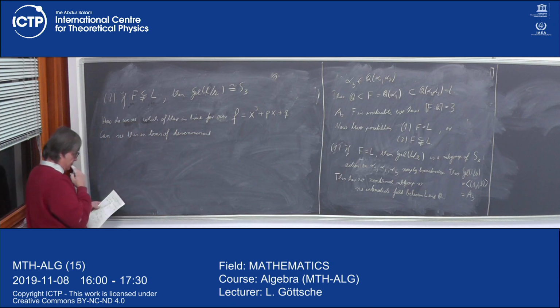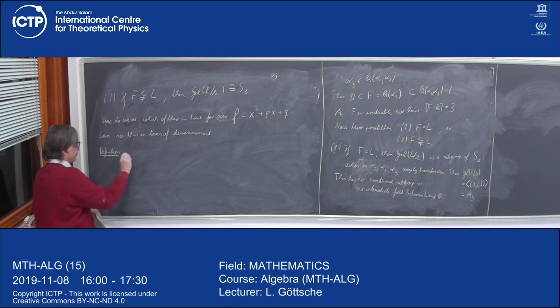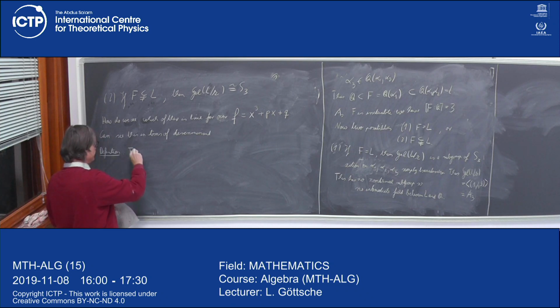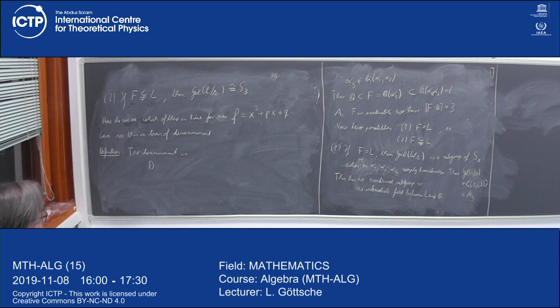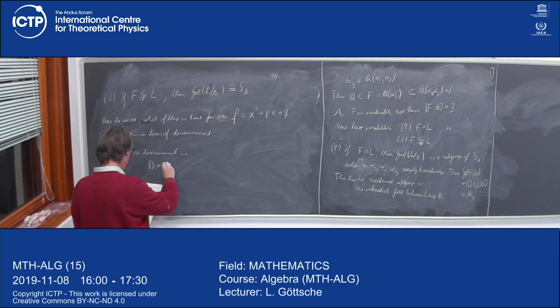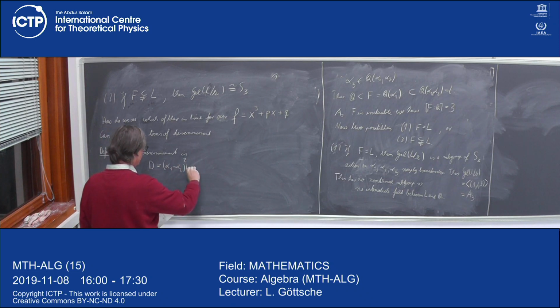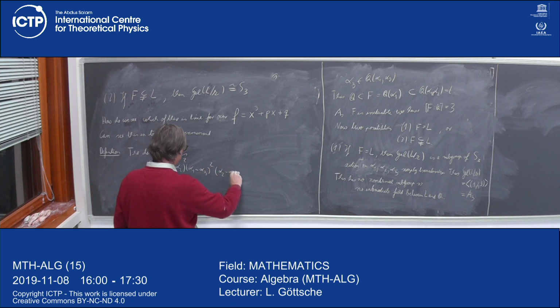What is that? So we can just write down the definition. The definition of the discriminant is: D, I take the squares of all the differences of two roots. So this is alpha 1 minus alpha 2 squared, alpha 1 minus alpha 3 squared, alpha 2 minus alpha 3 squared.